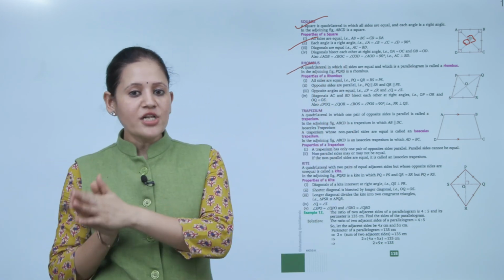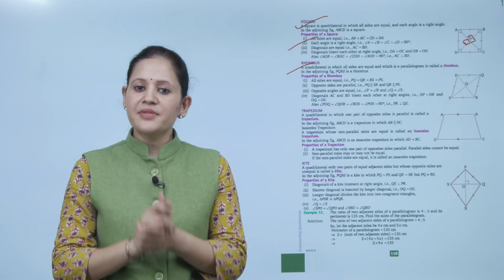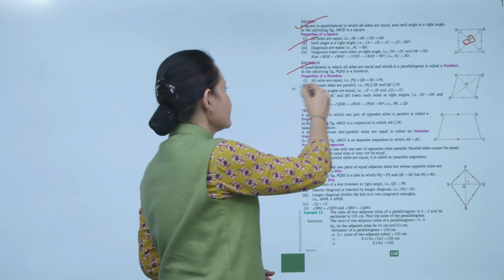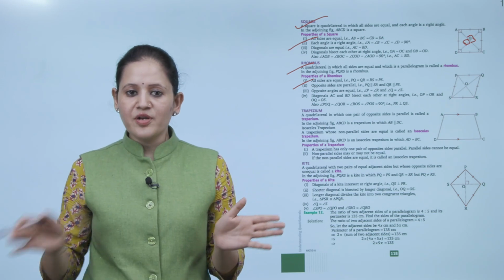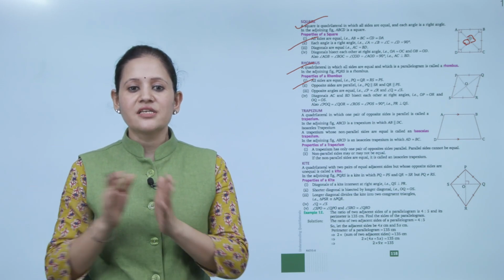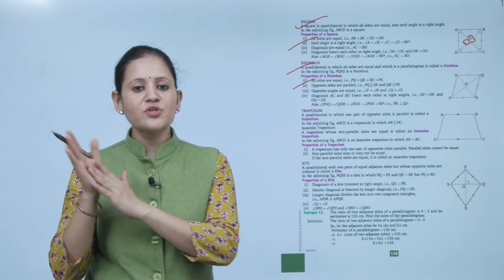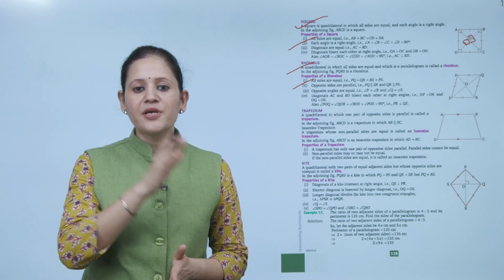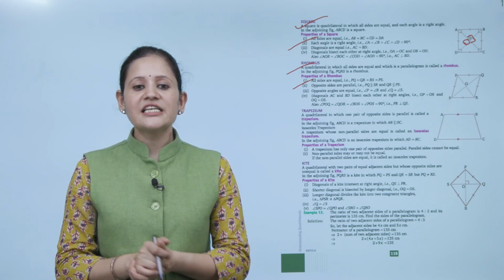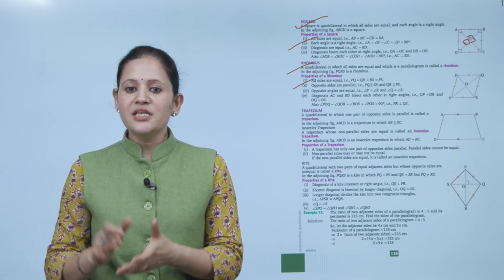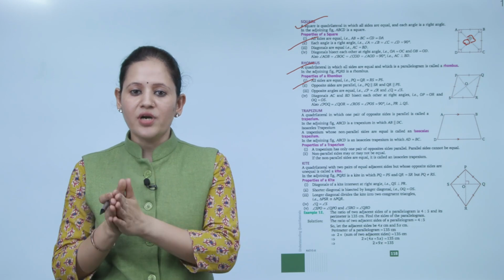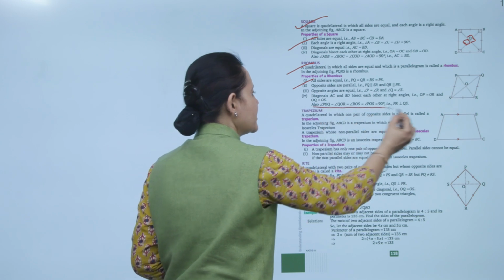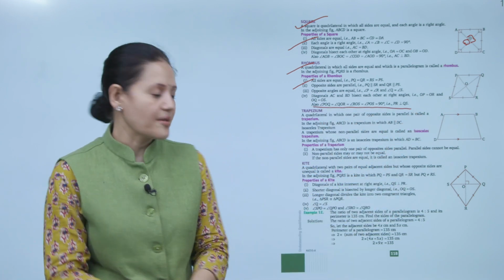The quadrilateral in which all sides are equal and which is a parallelogram is called a rhombus. In the adjoining figure, PQRS is a rhombus. Properties of a rhombus: all sides are equal, PQ equals QR equals RS equals PS. Opposite sides are parallel, PQ is parallel to SR and QR is parallel to PS. Opposite angles are equal, angles P and R are equal, Q and S are equal. Diagonals PR and QS bisect each other at right angles, meaning OP equals OR and OQ equals OS. Also angles POQ, QOR, ROS, POS are 90 degrees. Clear? Next is the trapezium.